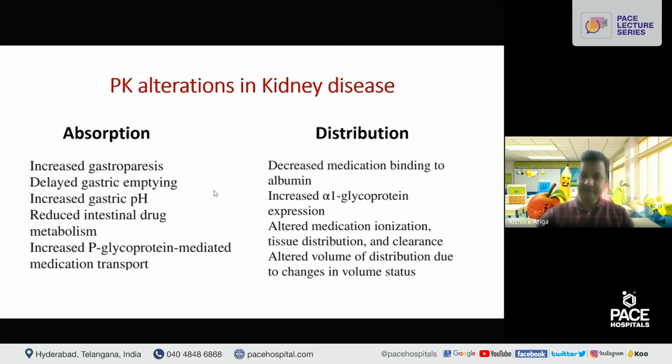If there is increased alpha 1 acid glycoprotein in patients with AKI, or in sepsis or SIRS, there is increased binding of the drugs to this alpha 1 acid glycoprotein. So this leads to decreased metabolism. And in patients with AKI or CKD, there is volume overload. Volume overload can be in the form of edema, ascites or effusion. So this increases the volume of distribution. So in kidney disease, there is abnormality in absorption and also in distribution.